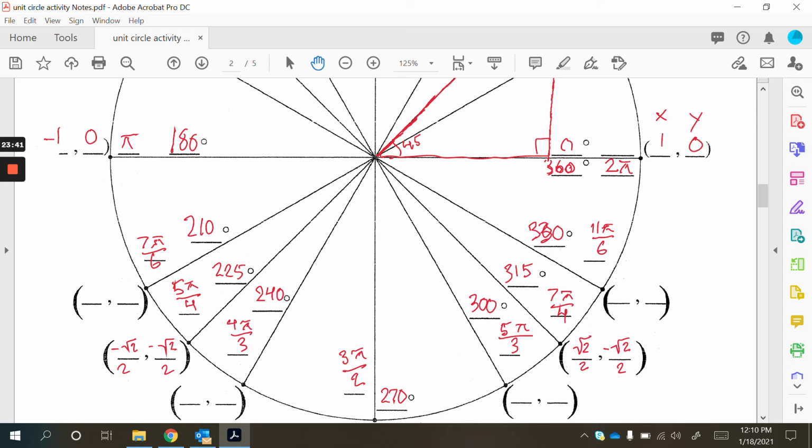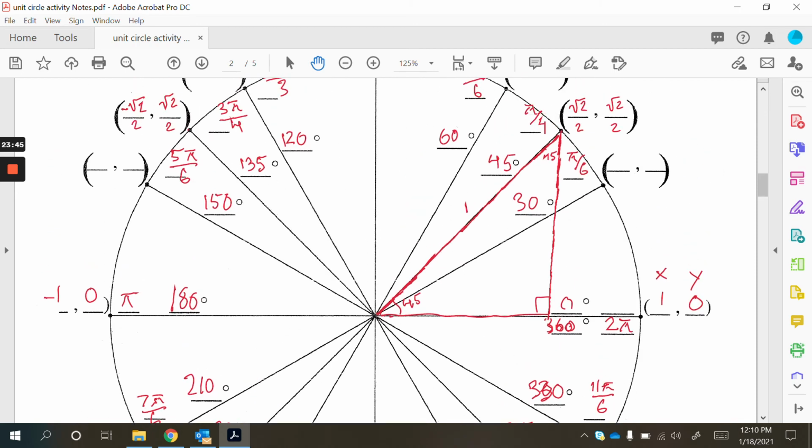All right, so now we've just got a few more. These last ones are going to be formed using a 30, 60, 90 triangle. So the new triangle we're looking at is this one.